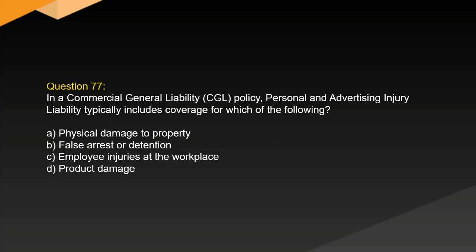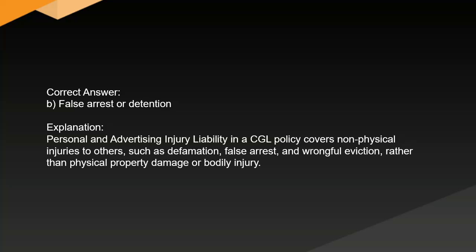Question 77. In a commercial general liability, CGL, policy, personal and advertising injury liability typically includes coverage for which of the following? A. Physical damage to property. B. False arrest or detention. C. Employee injuries at the workplace. D. Product damage. Correct answer: B. False arrest or detention. Explanation: Personal and advertising injury liability in a CGL policy covers non-physical injuries to others, such as defamation, false arrest, and wrongful eviction, rather than physical property damage or bodily injury.